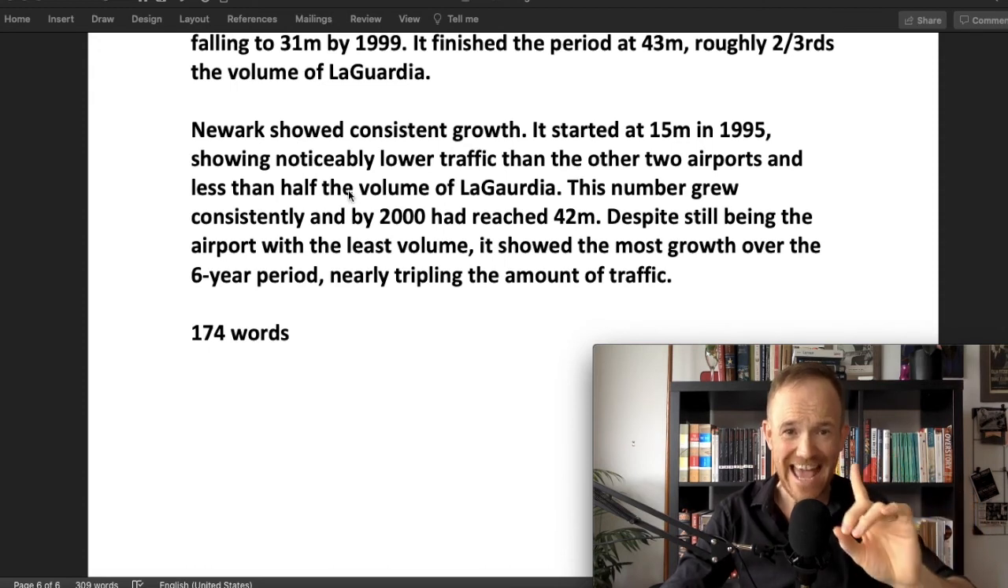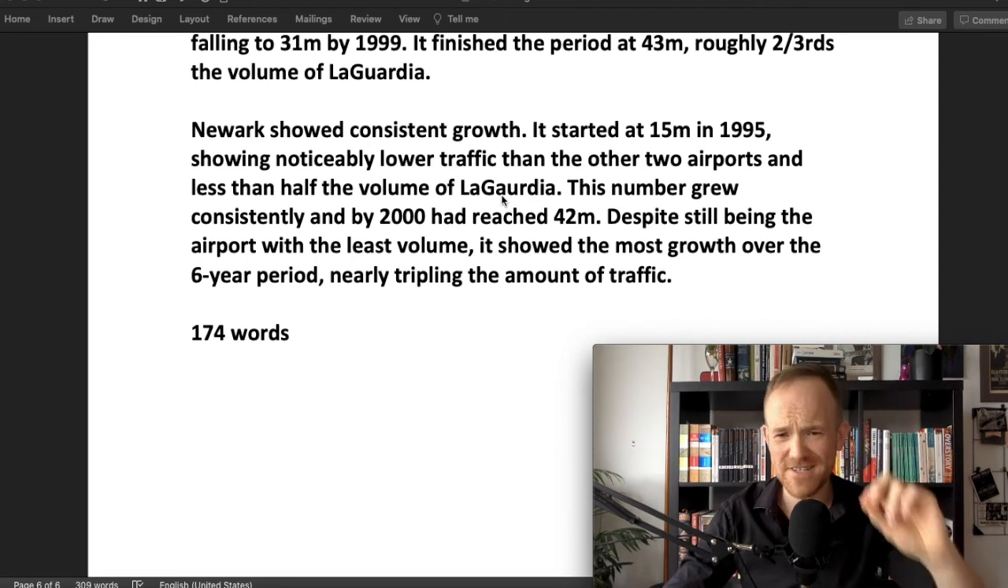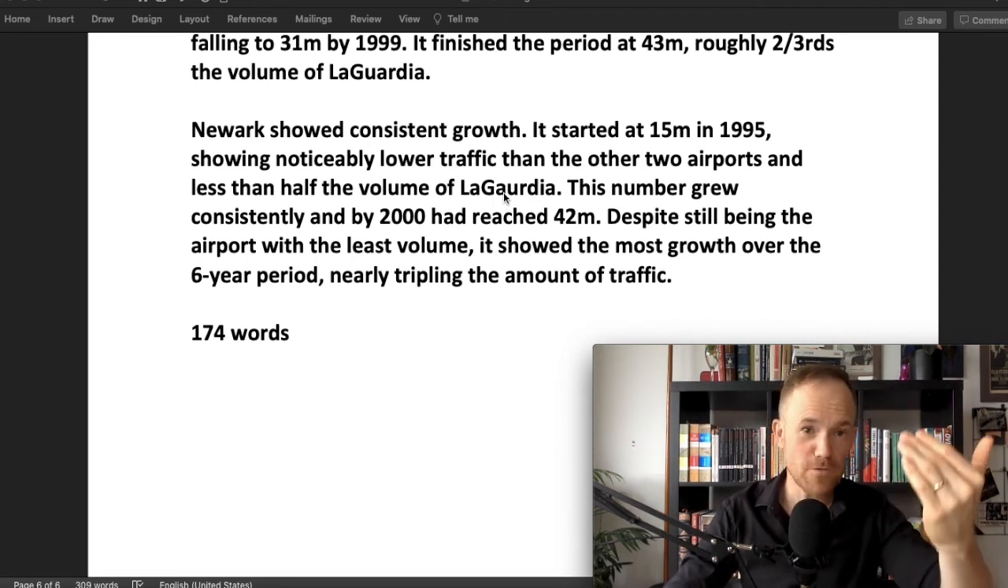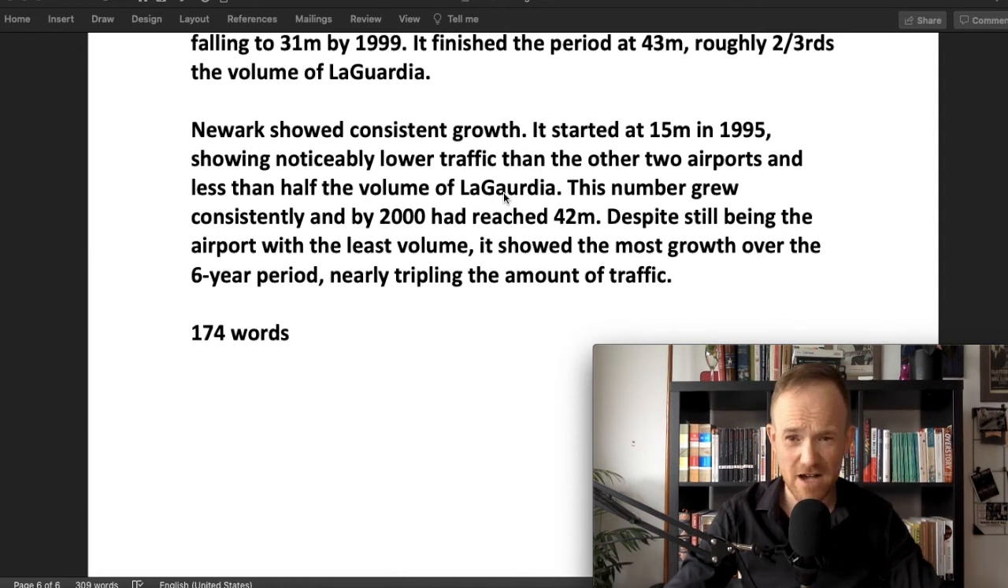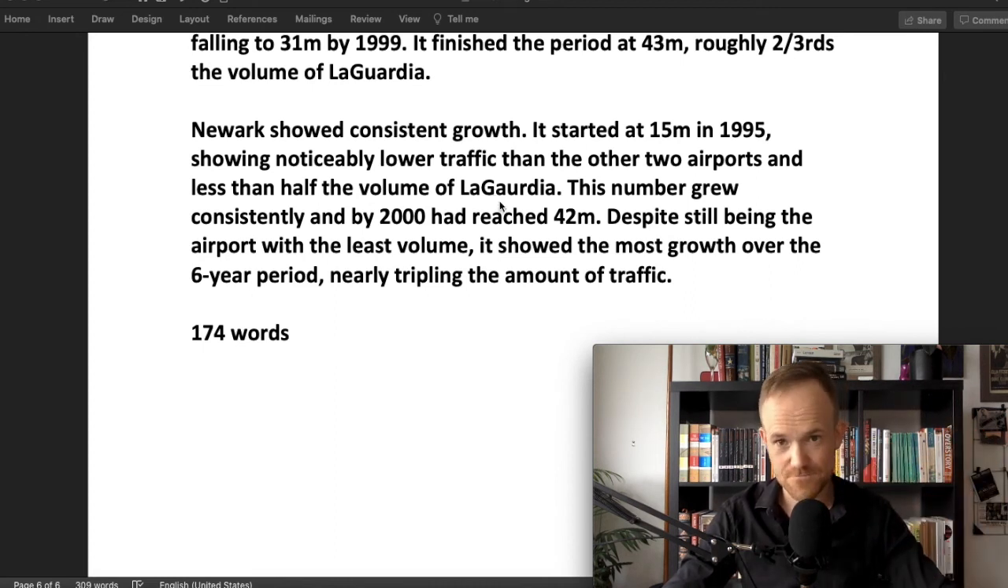And less than half the volume of LaGuardia. So again, I've given an even more detailed comparison. You don't have to be excessive. You don't need this comparison necessarily, but I thought it would fit well. I chose to include it. I made the decision. I'm going to put this in. That's the important thing. You choose to put data in or leave it out.